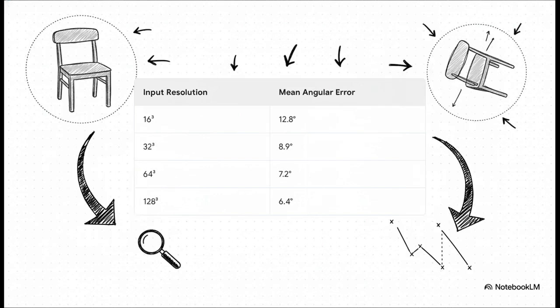But now, look at what happens when you give the AI a more subtle task, estimating the orientation of that object. Figuring out which way that chair is actually facing. Here, the results are completely different. As the resolution goes up, the error rate drops consistently and significantly. The AI gets much, much better at understanding the object's specific pose.